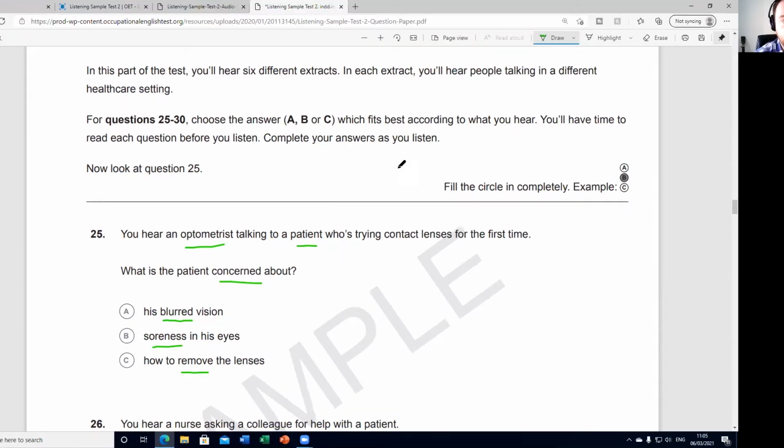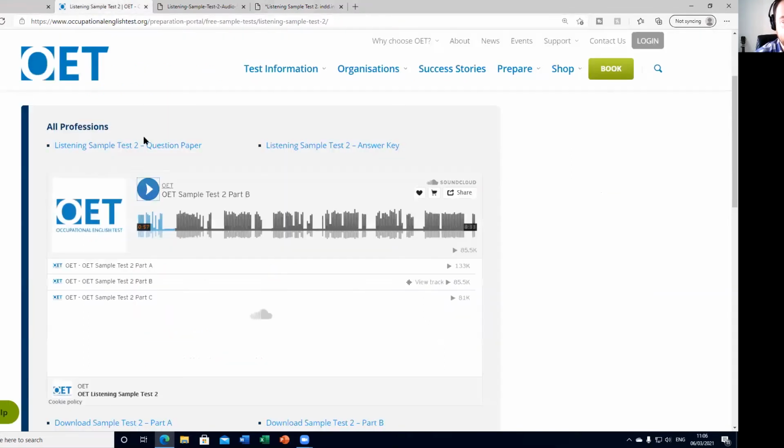Okay, so we're just going to go ahead now and listen and try to get the correct answer for number 25. I'm not giving any preparation time for this, so the recording is just going to start when I press play.